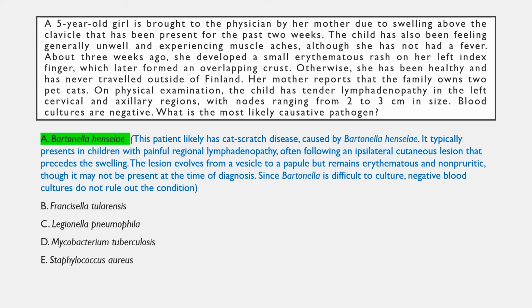This primary inoculation lesion evolves from a vesicular lesion to a papular lesion but remains erythematous and nonpruritic. It may not be present at the time of the presentation. Bartonella is very difficult to culture, and absence of growth on a blood culture does not exclude the diagnosis.